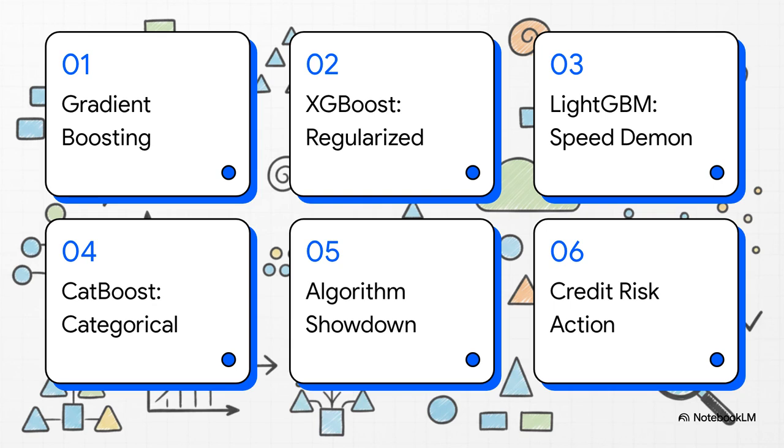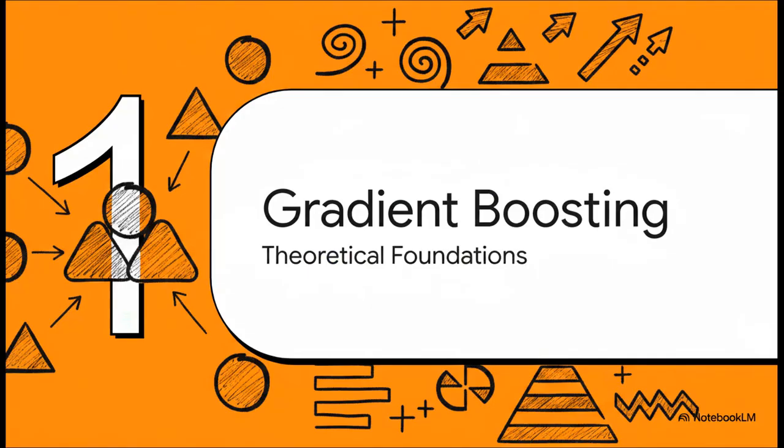Here's our roadmap. First, we'll look at the gradient boosting foundation, then XGBoost, the regularized pioneer, followed by LightGBM, the speed demon, and CatBoost, the categorical master. After that, we'll do the ultimate algorithm showdown, and finally, real-world action, focusing on credit risk. Section 1, the gradient boosting foundation.